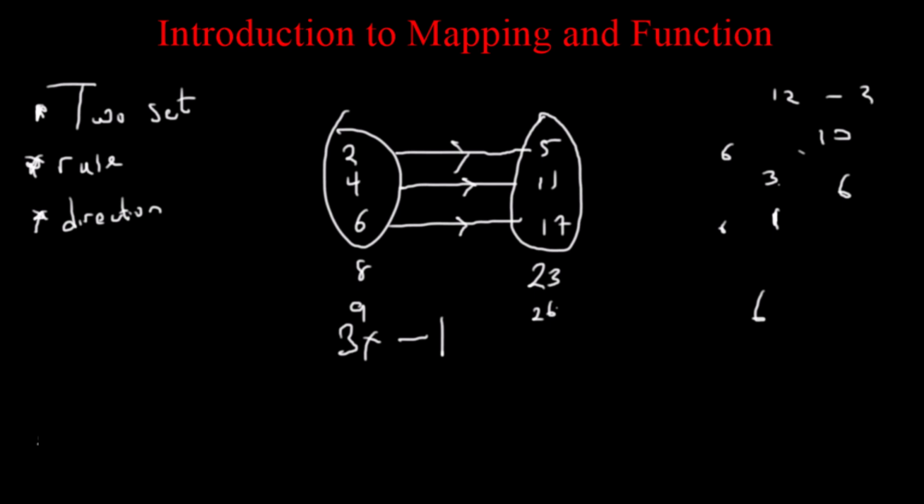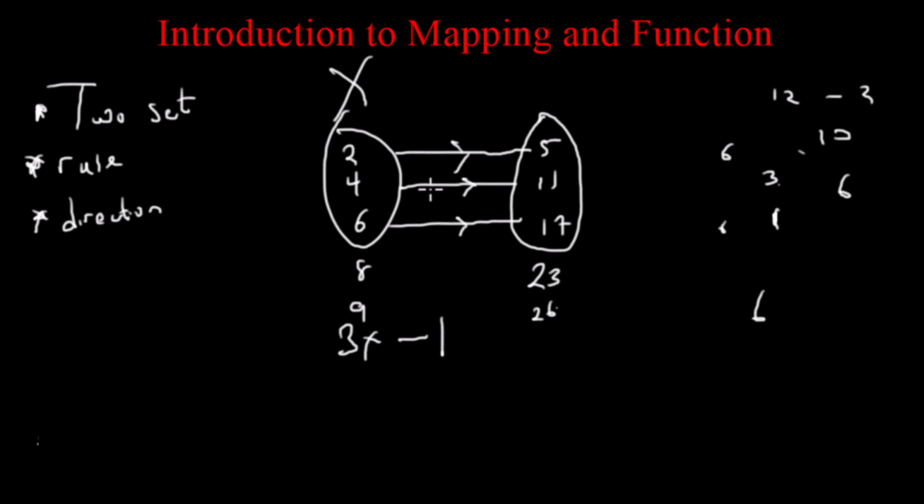Now that we've talked about the rules, how about direction? For the direction, this is the easiest part of mapping. You can see I'm coming from the input going to the output. If this is the input x, it is this x, the input, that I'm applying my rule to, and then it is mapping out to the output. So 2 mapping out to 5, 4 mapping out to 11, 6 mapping out to 17, under this rule, 3x minus 1.